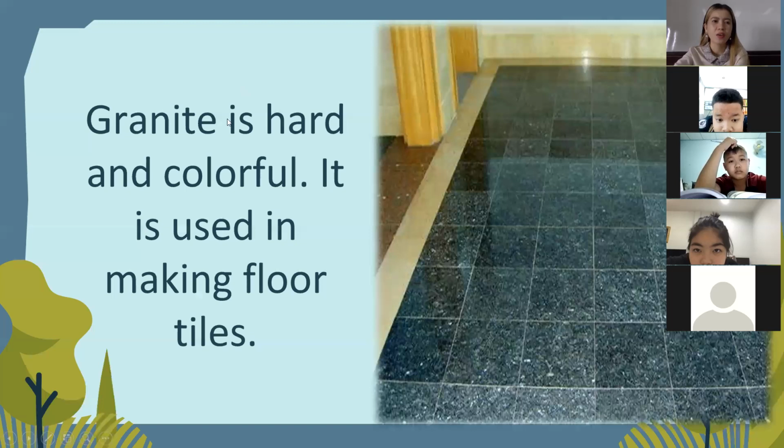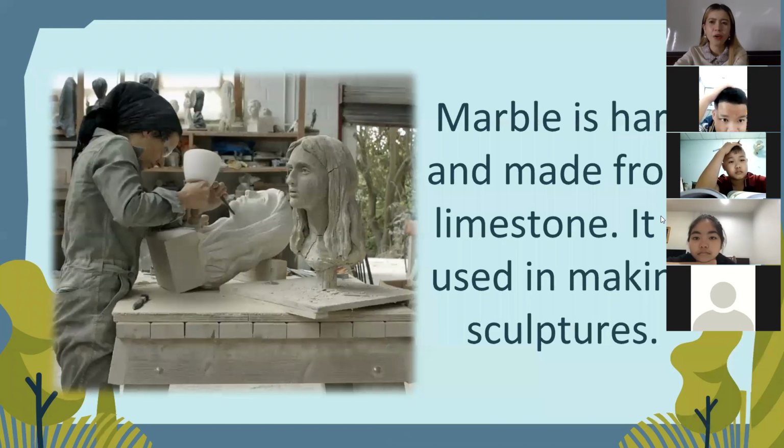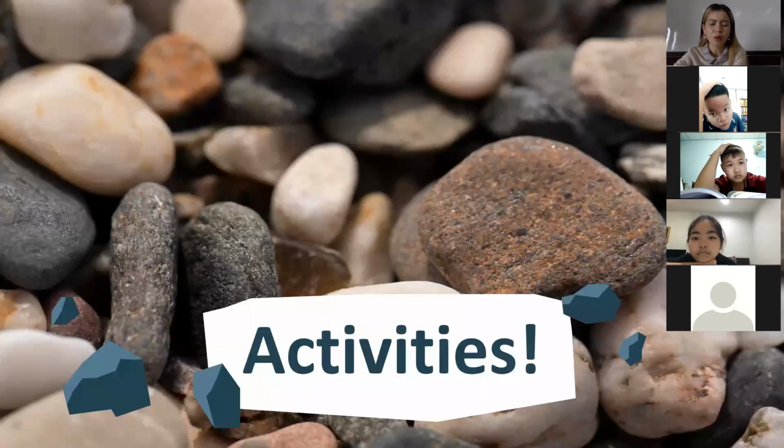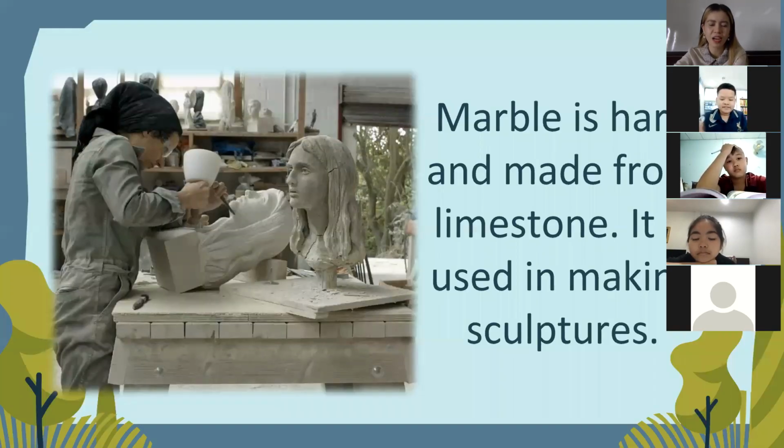Next, granite is hard and colorful. It is used in making floor tiles. In your house you have tiles, right? Floor tiles, and those tiles are made up of rocks. Now we also have marble. Marble is hard and made from limestone. It is used in making sculpture. So those are the different uses of rocks. That is just a very short explanation.